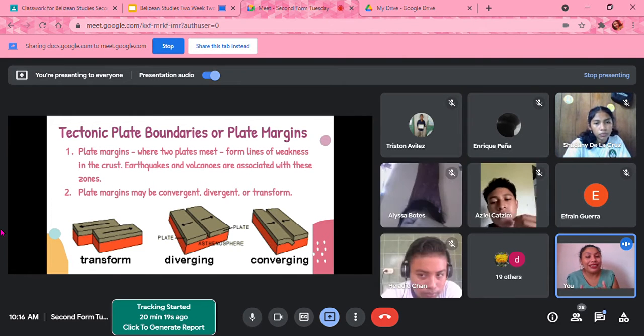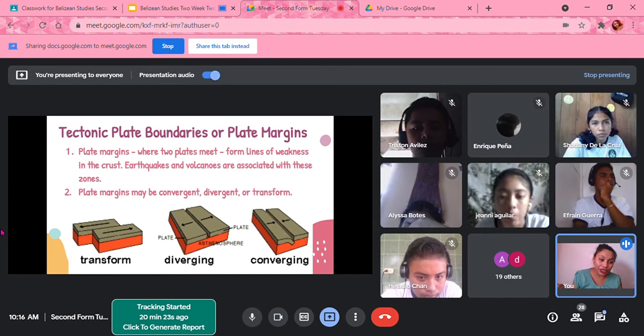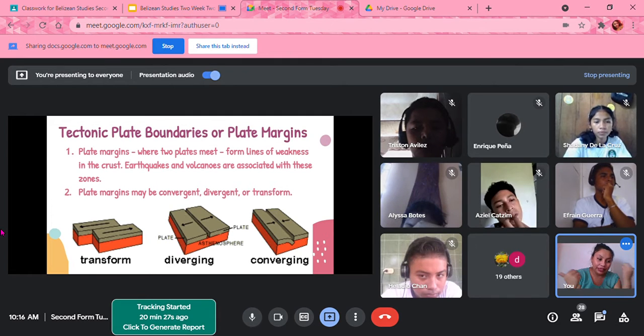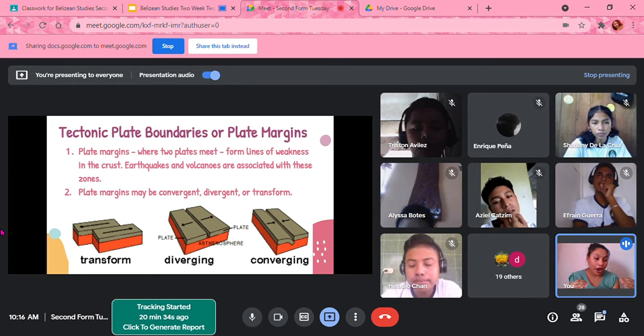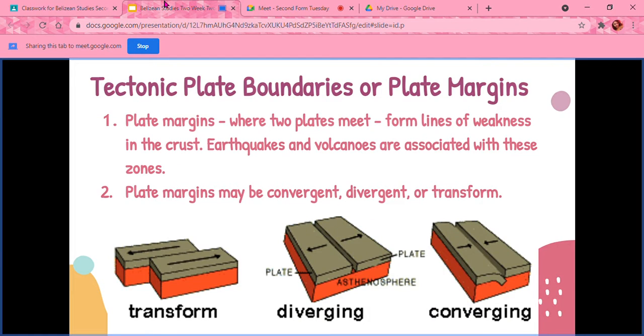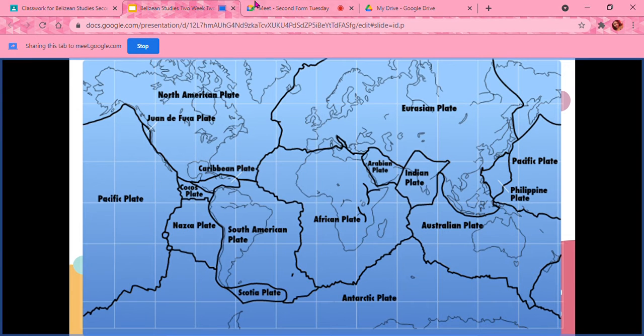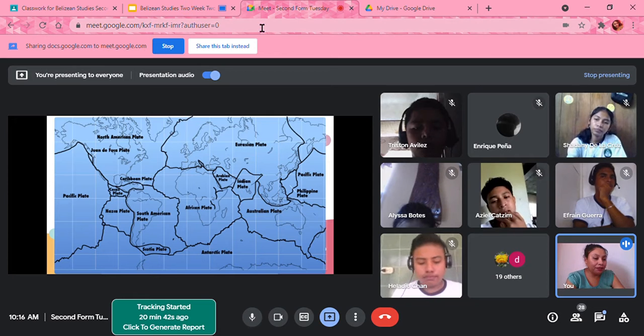We have diverging, where they are moving away from each other. One is moving that way and the other one is moving that way, moving away. And then we have converging, where they are moving towards each other. And these plates can experience all three types of movement.